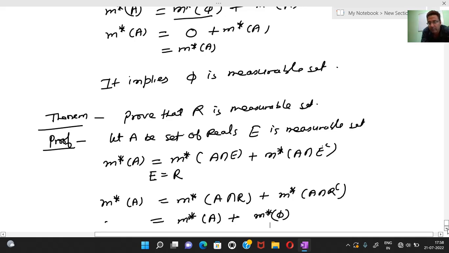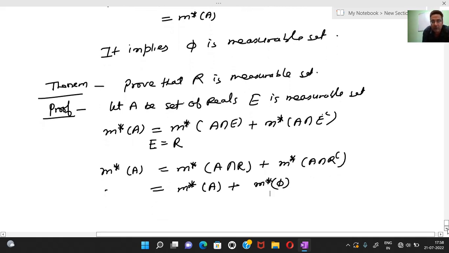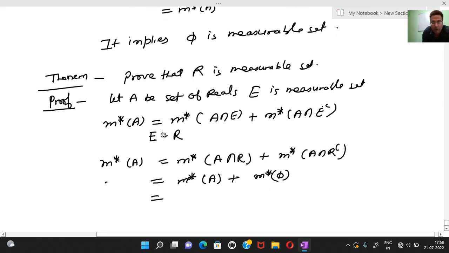Then it is equal to outer measure of A. It implies that R is a measurable set.